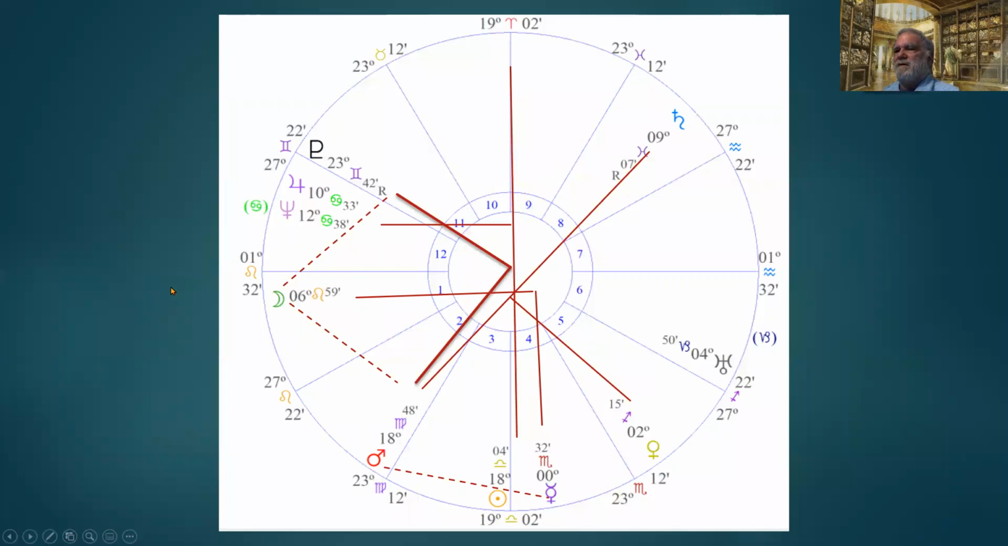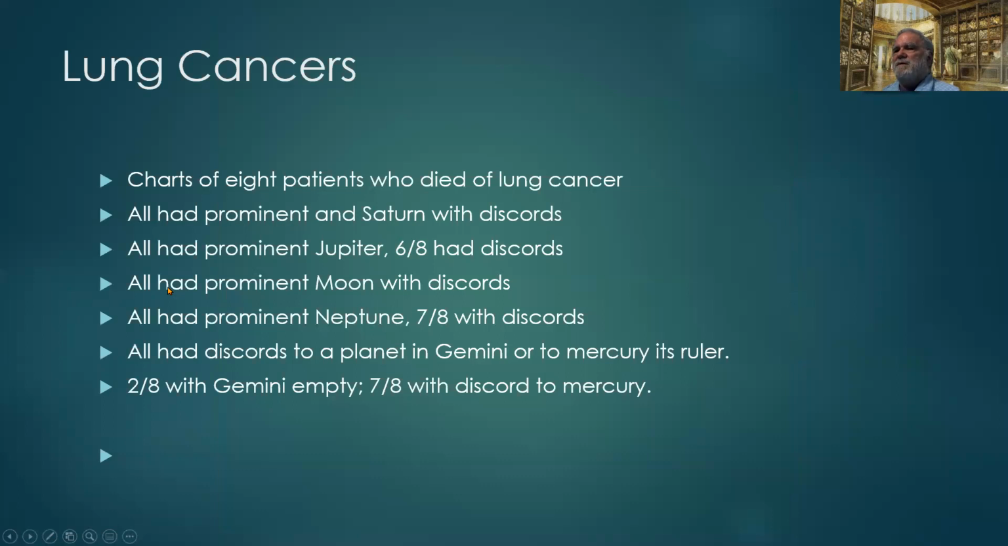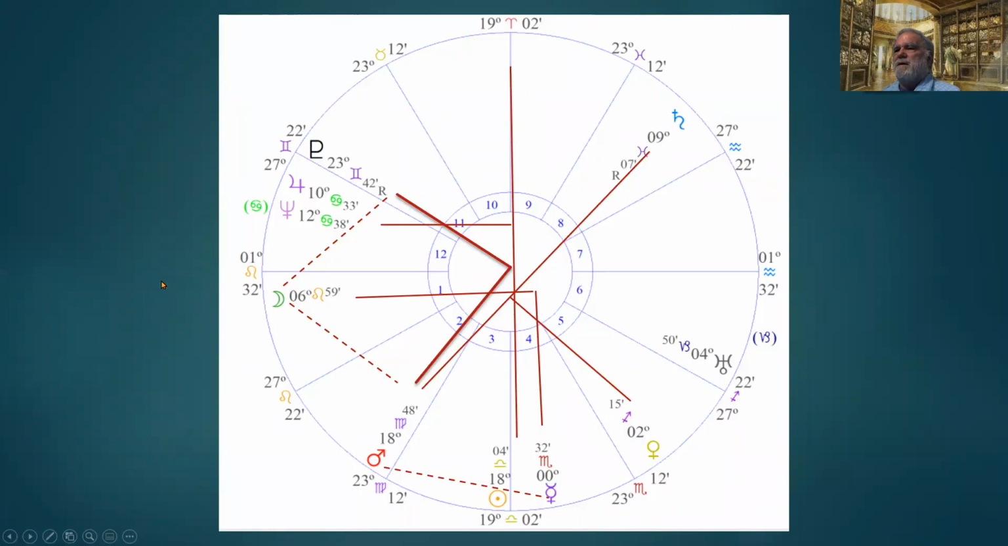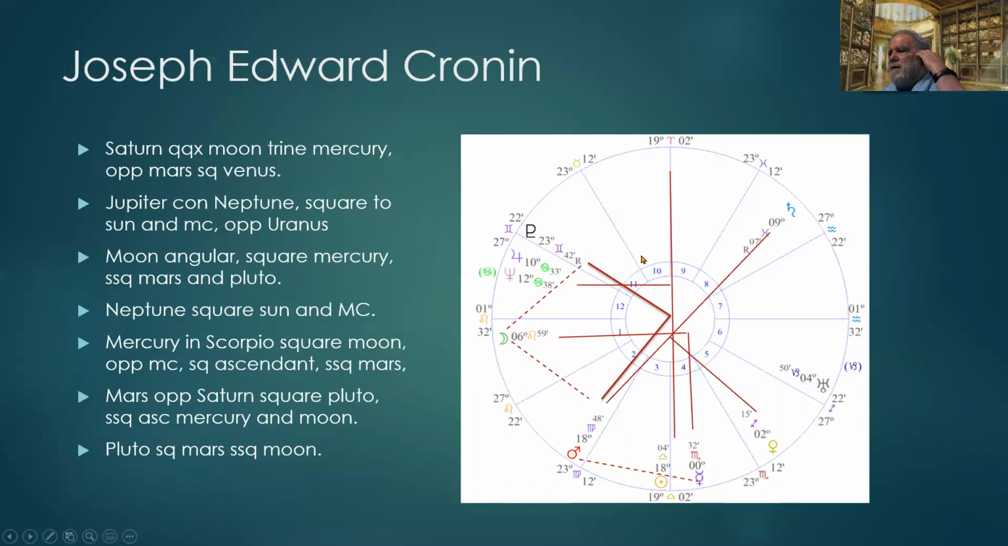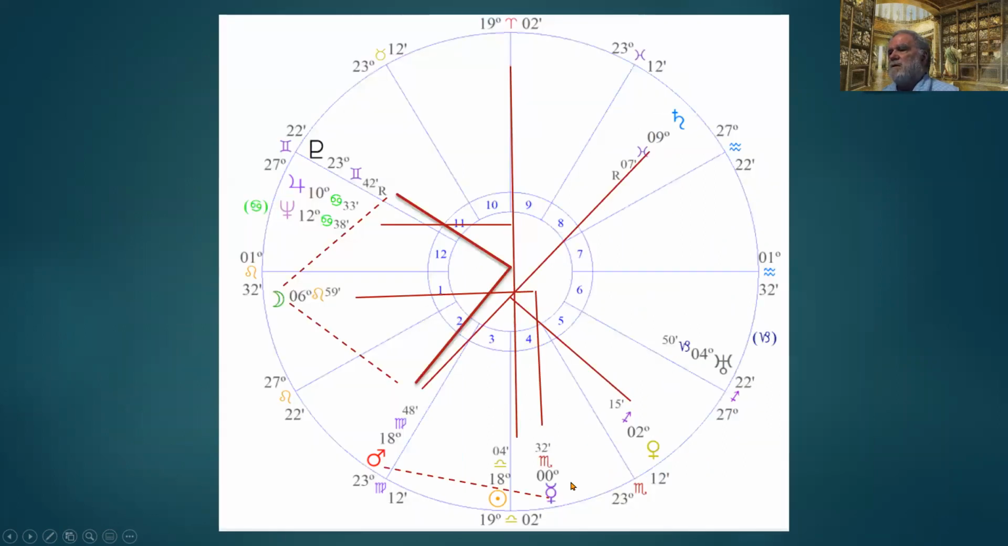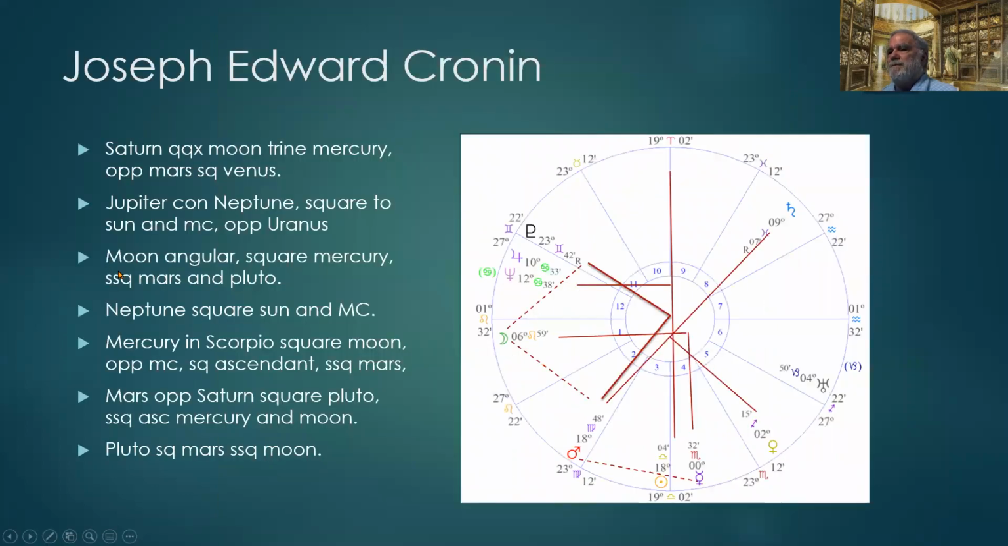So that's our constants. Now we're looking at Scorpio. Mercury in Scorpio is square to the Moon, opposite the midheaven, square the ascendant, and semi-square Mars.